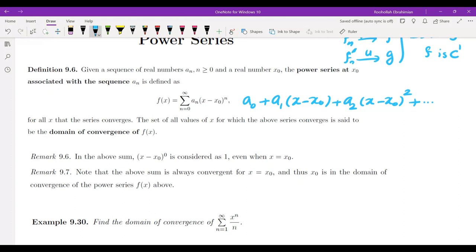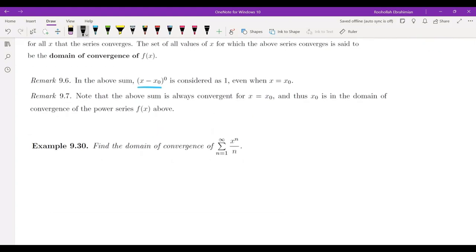And one thing to keep in mind is that (x minus x0) to the power of 0 is always considered to be 1, because we don't want to just write down the first term separately from the sum. Even if x is equal to x0, the first term is always a0.